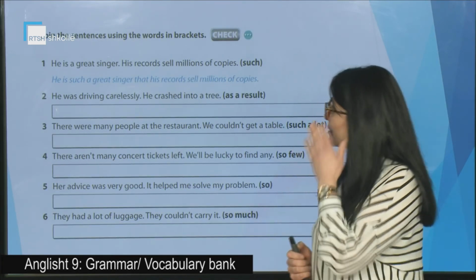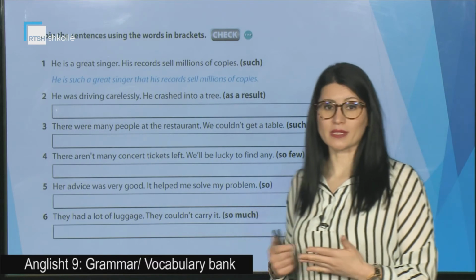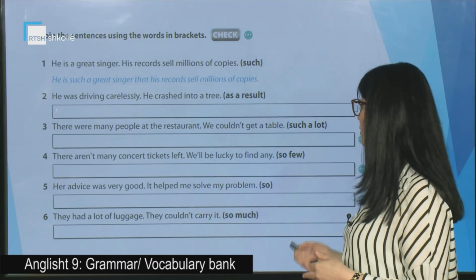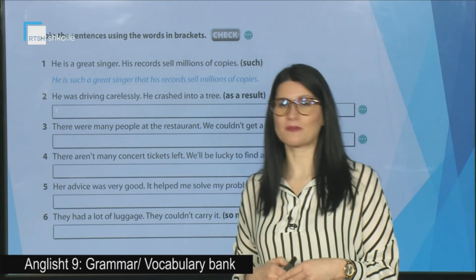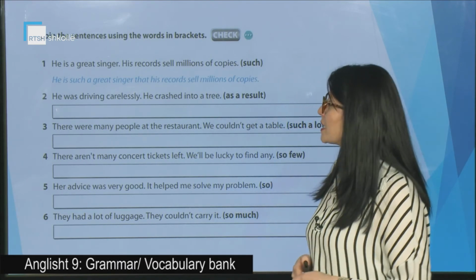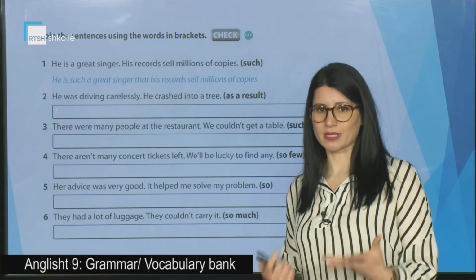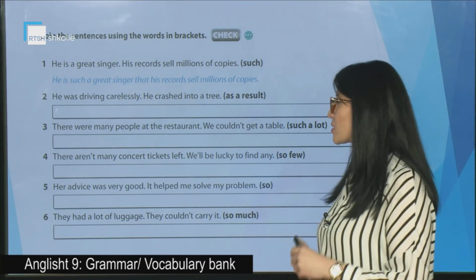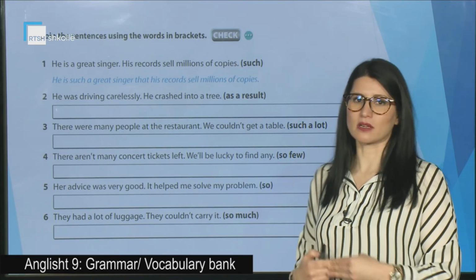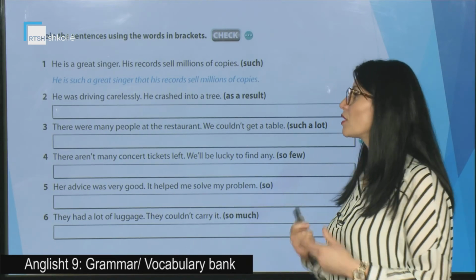Here we have another exercise. We are going to join the sentences by using the words that are in brackets. For example, he is a great singer. His records sell millions of copies. The first one is already done for you. He is such a great singer that his records sell millions of copies.